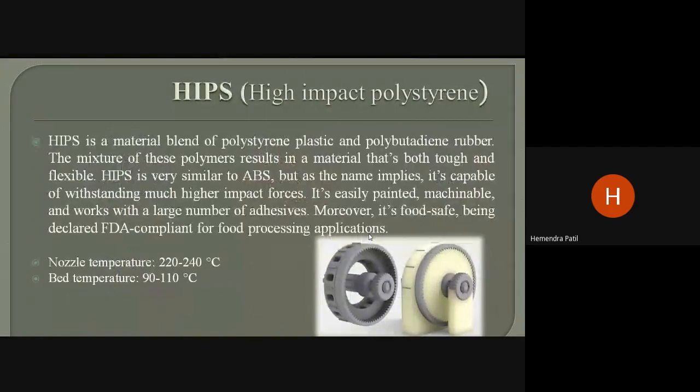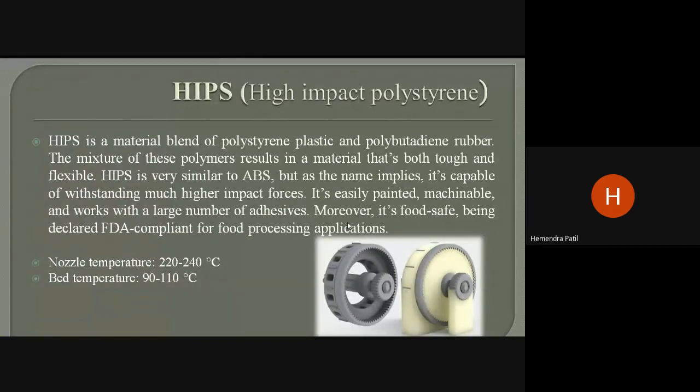HIPS is a material blend of polystyrene plastic and polybutadiene rubber. The mixture of these results in a material that is both tough and flexible. HIPS is very similar to ABS material, or we can say it is a replacement of ABS. But as the name implies, it is capable of withstanding much higher impact forces. It is easily painted and machinable and works with a large number of adhesives.